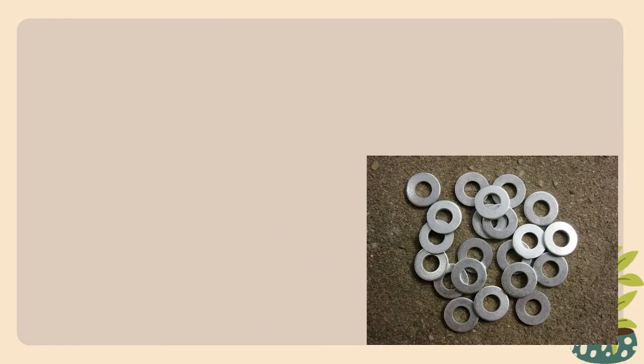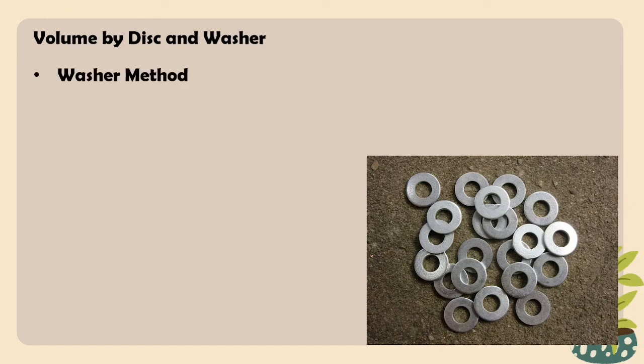Next, we have the washer method. The disk method can be extended to cover solids of revolution with holes by replacing the representative disk with the representative washer. So here, our disk is without a hole, but our washer here is with a hole. So we can find the radius of the hole and this circle here.